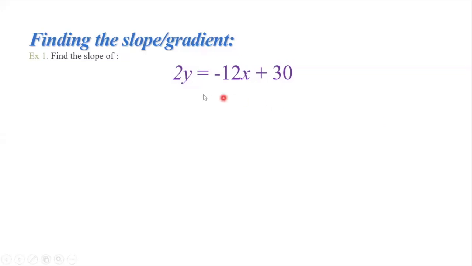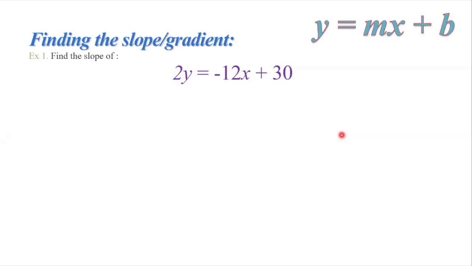This 2 on my y is an issue. I need to carry this 2 over to the right side. So no, this is not in the slope-intercept form. So what I need to do is take this 2 and carry it to the right side of my equation. I need to make y and only y the subject of this equation.